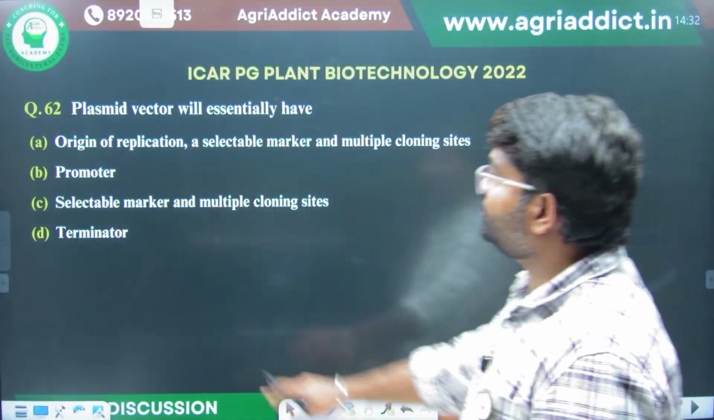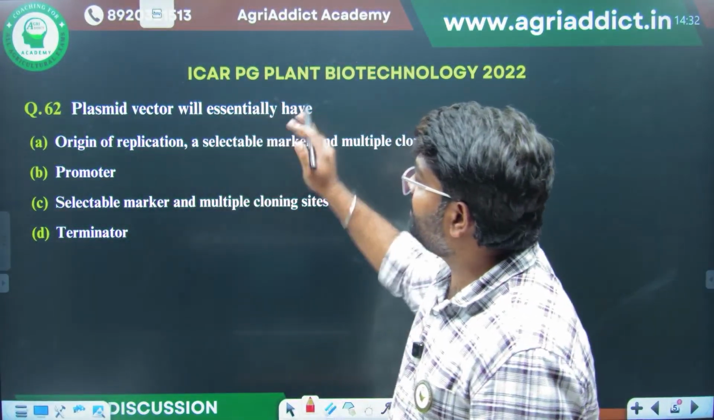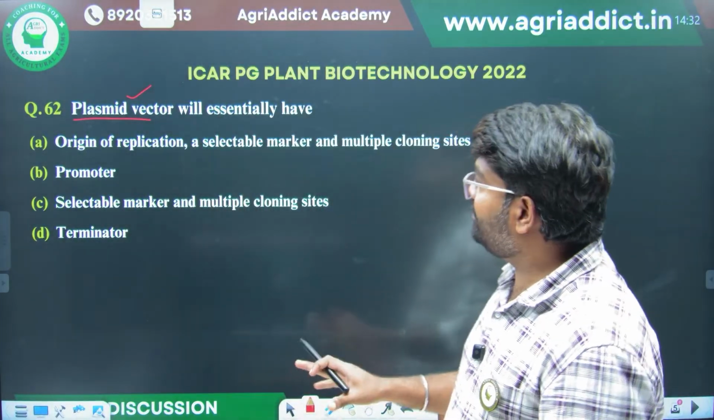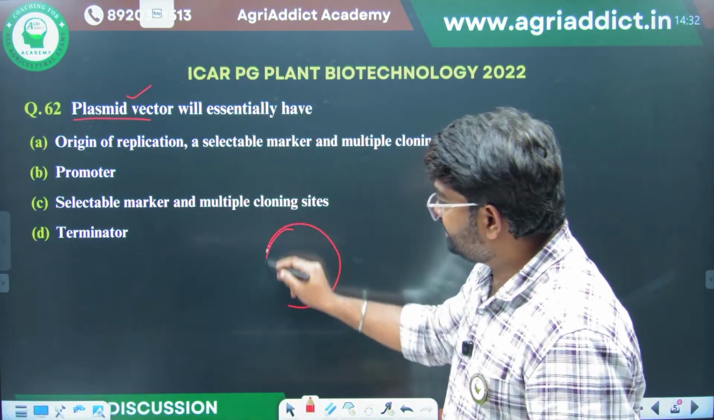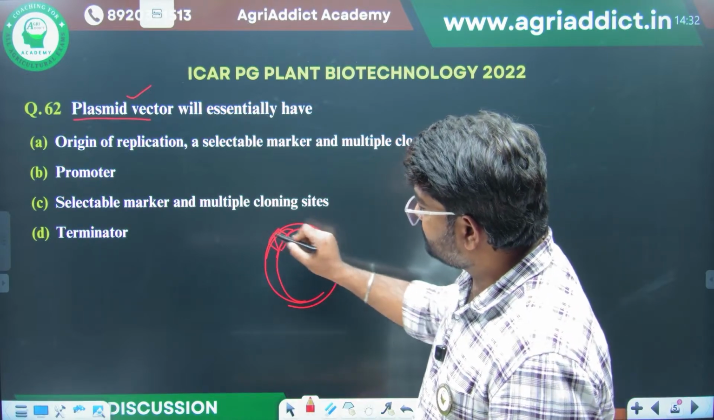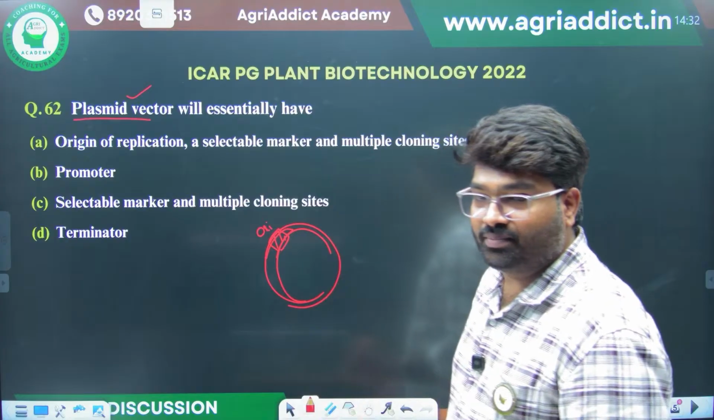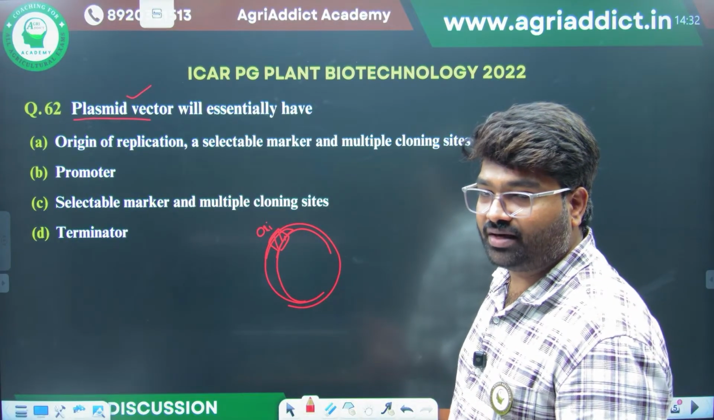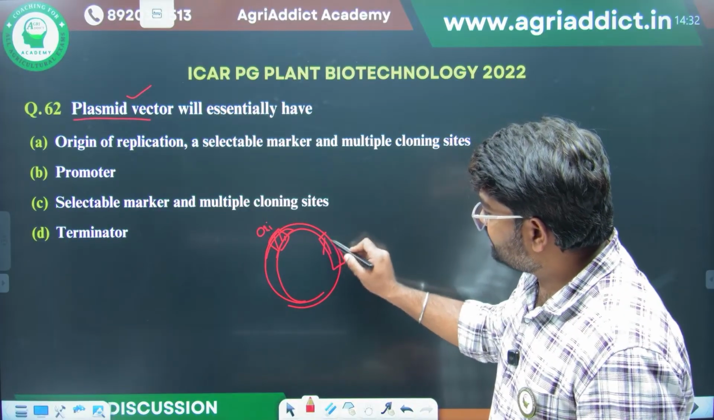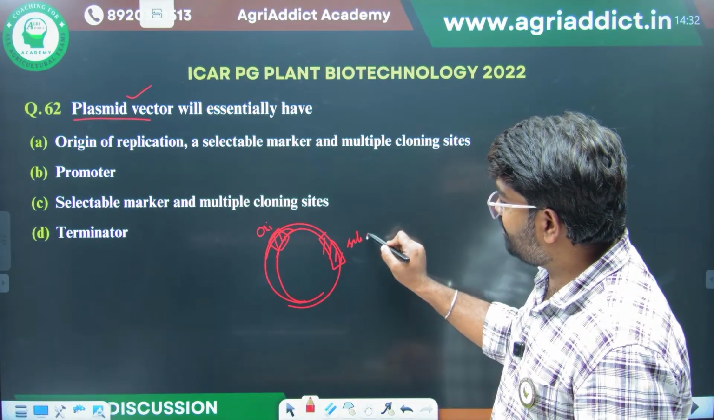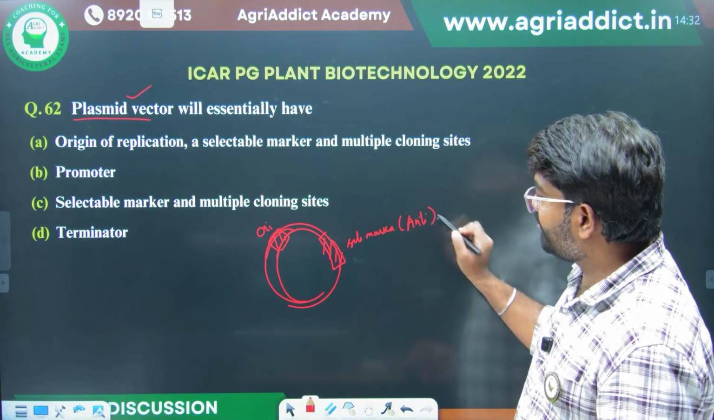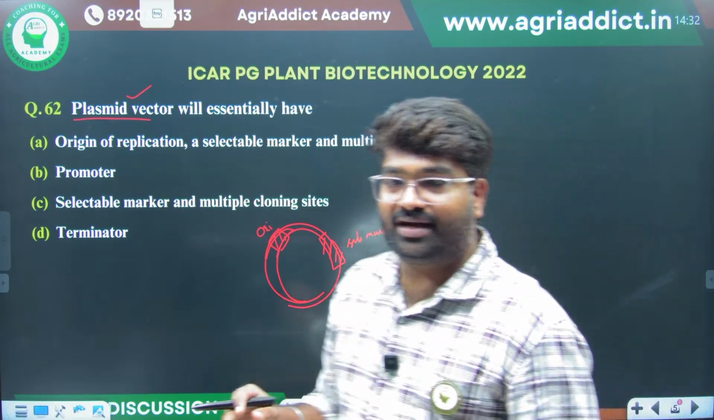Second question, plasmid vectors will essentially have what? They are asking particularly about plasmid vectors. We know a plasmid vector is a double stranded DNA molecule that will have its own origin of replication. This is the first point. Second thing, there will be selectable markers, particularly antibiotic resistance genes or lacZ genes. Blue white screening we can do.